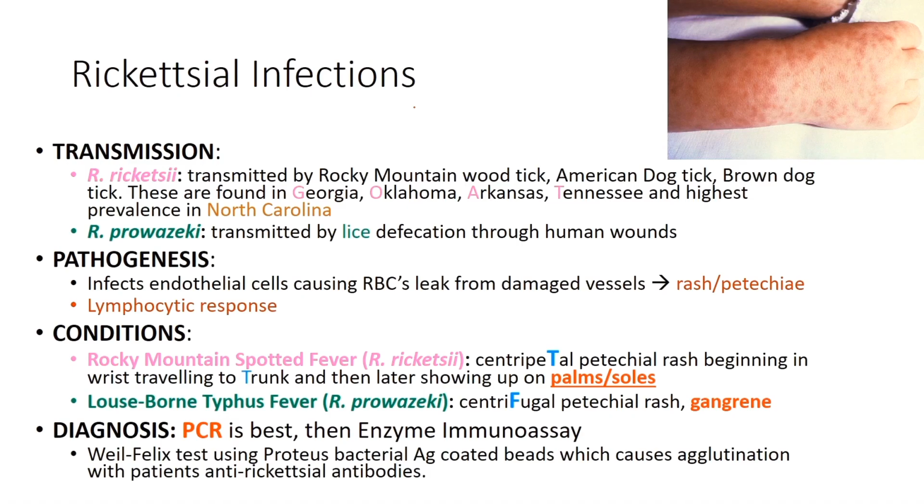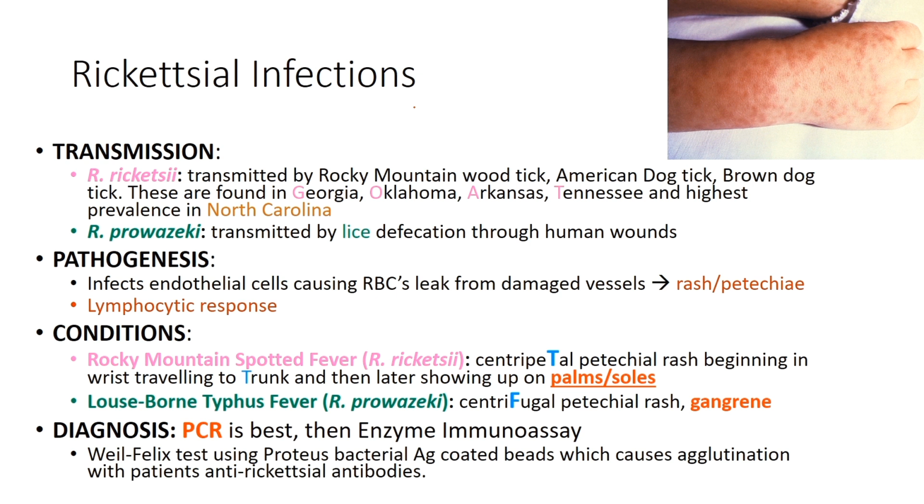All right, now on to our rickettsial infections. So now we're getting a little bit more interesting. Rickettsia are small organisms, you can't really Gram stain them, that live intracellularly. They usually infect our endothelial cells. As far as the two organisms you should know, Rickettsia rickettsii is pretty much the cause of Rocky Mountain spotted fever, and you're going to be getting that transmitted from the Rocky Mountain wood tick, American dog tick, and brown dog tick.